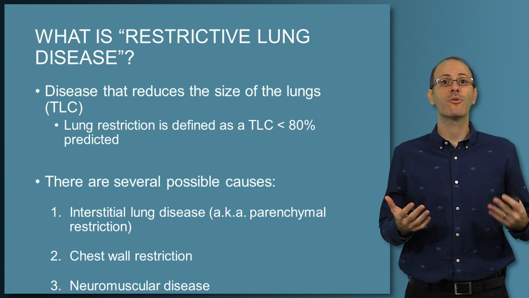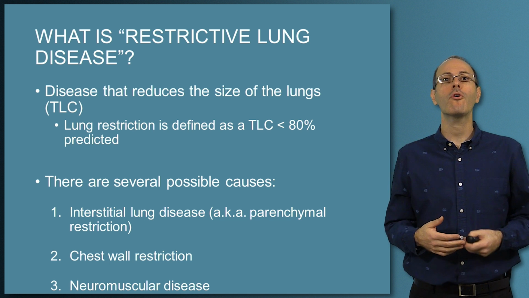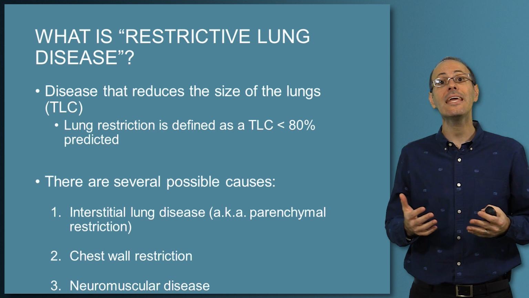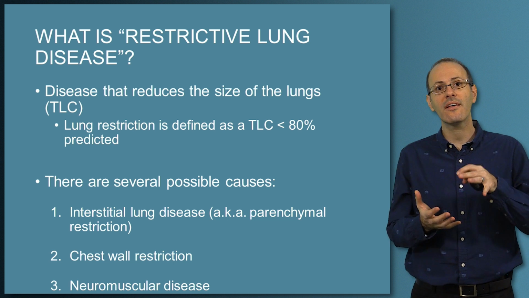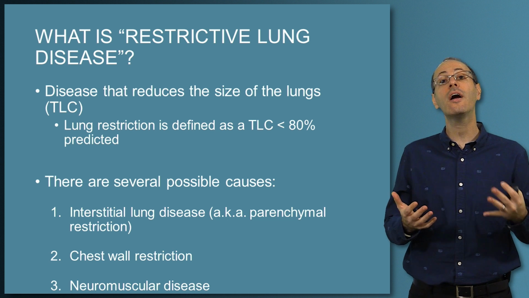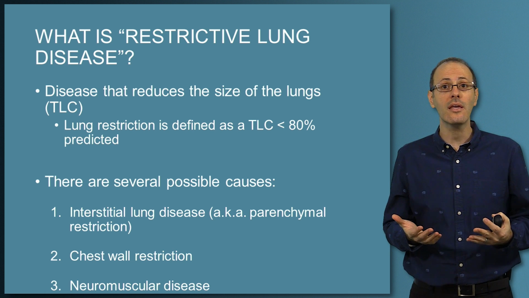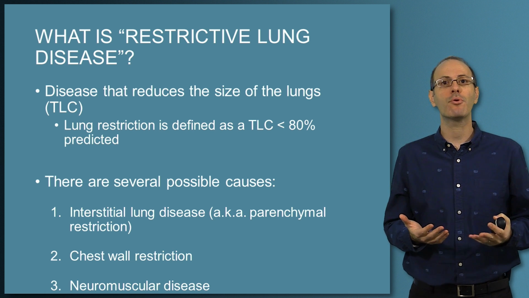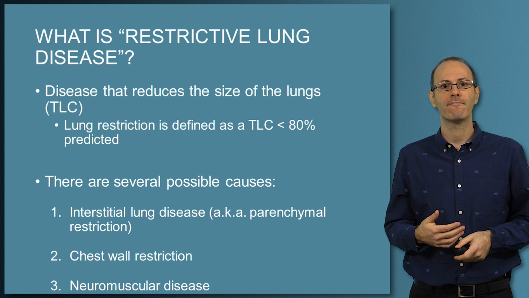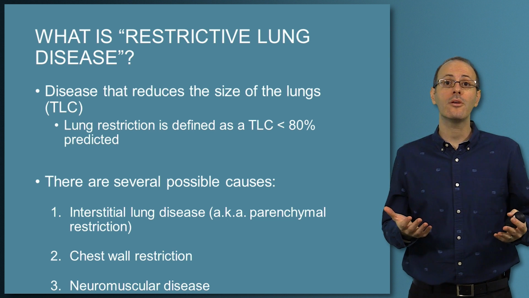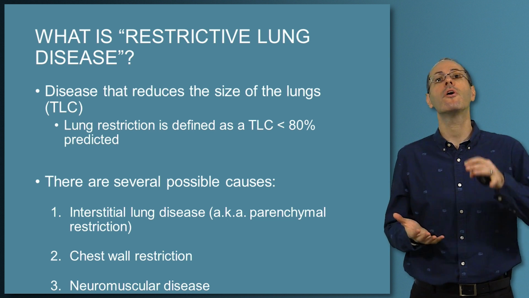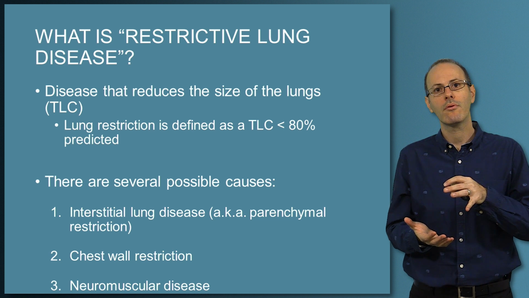So what is a restrictive lung disease? Restrictive lung disease refers to any condition that reduces the size of the lungs. And we define that as someone who has a total lung capacity, or TLC, of less than 80% predicted on pulmonary function testing. When we see those patients, there are several possible causes to their small lung volumes.